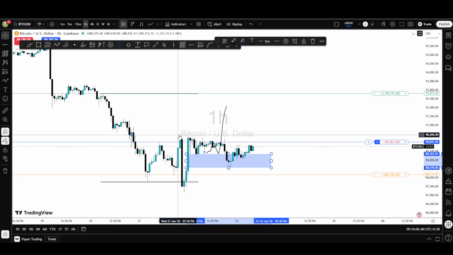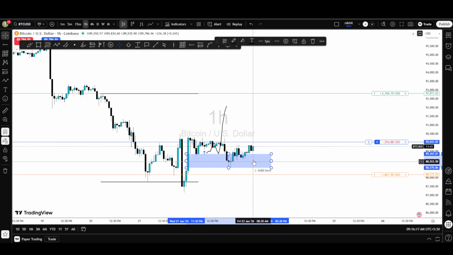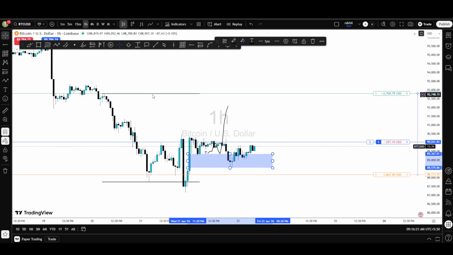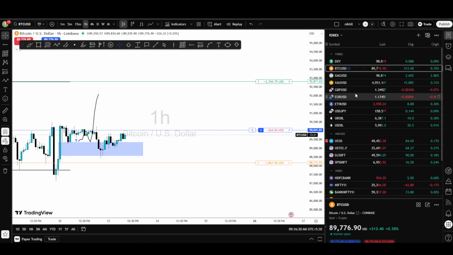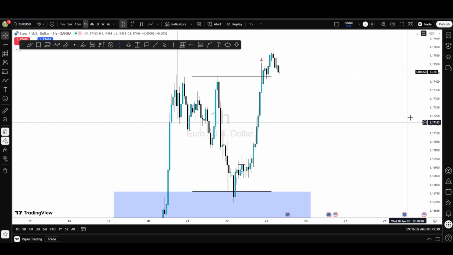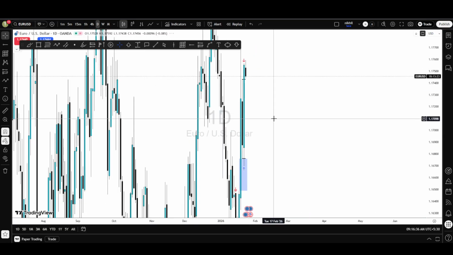We don't have any clear indication of a change in trend because we don't have a strong displacement. But I just want to see whether we sustain this fair value gap or not. If we do, then we can expect this as our target, which is around 92,000, 93,000. And one more trade which I took yesterday was on EUR/USD.